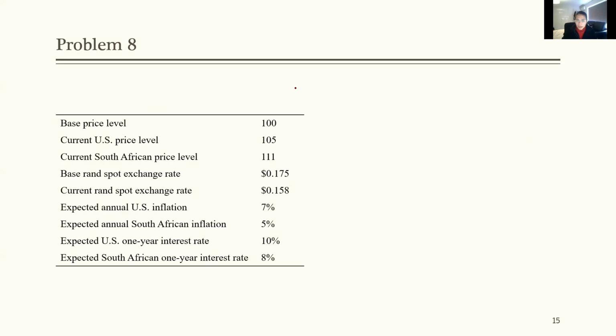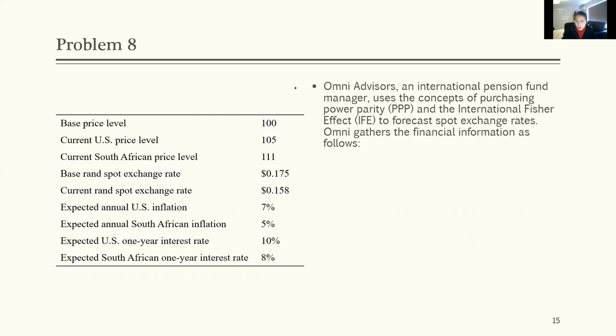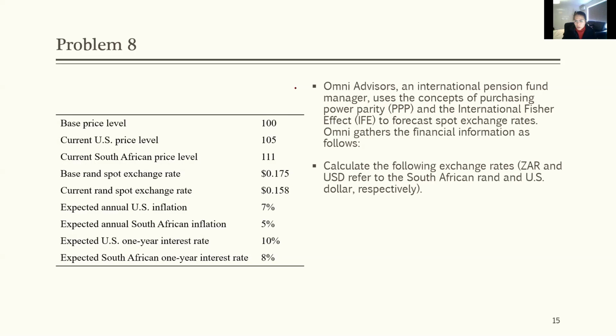So problem 8 is not too difficult, but it takes a bit of time to get used to it. In problem 8, we are given a few macroeconomic information, and we need to compute the following rates. The exchange rate that we are looking at here involves two currencies. The first one is the South African Rand, so ZAR, and the second one is the USD.